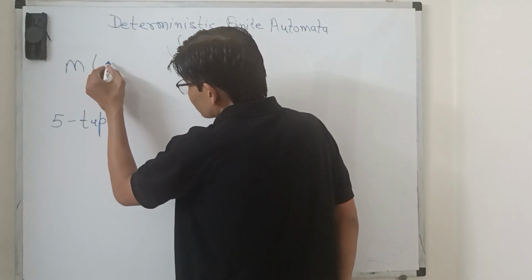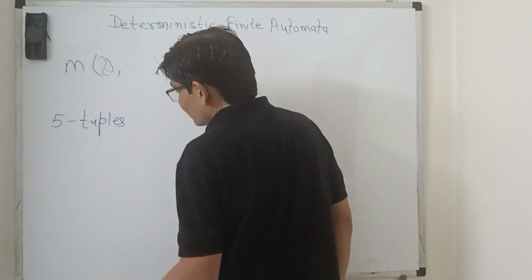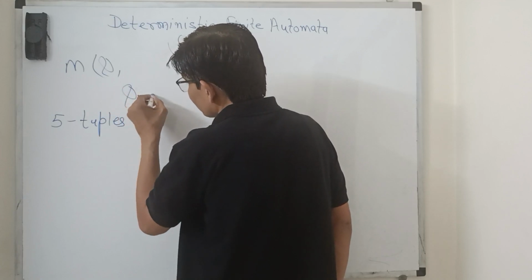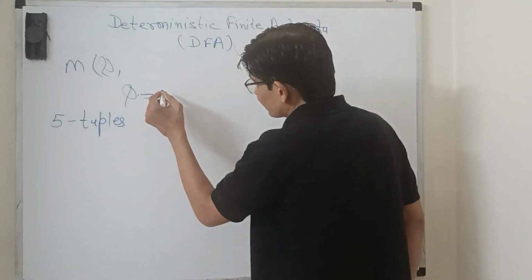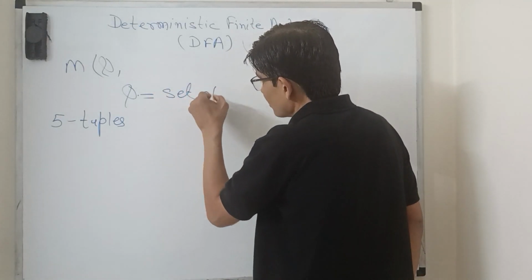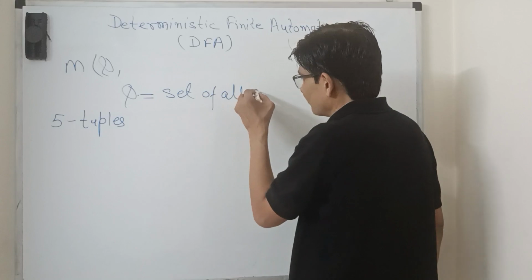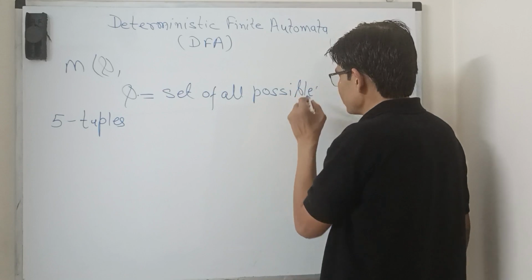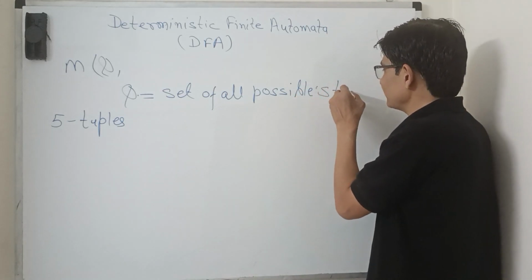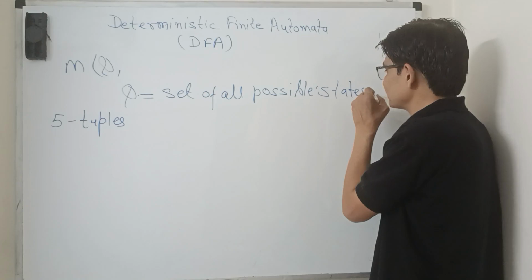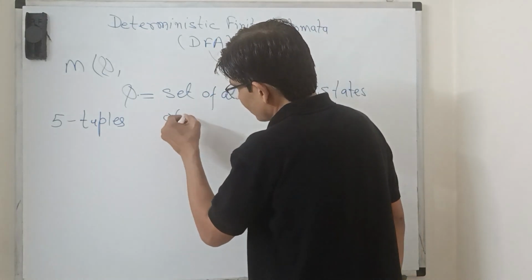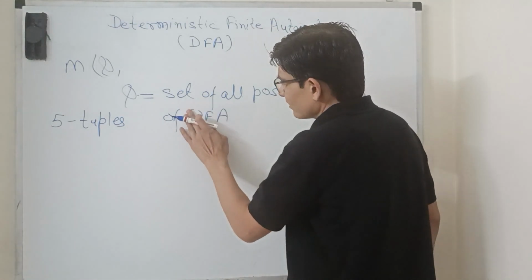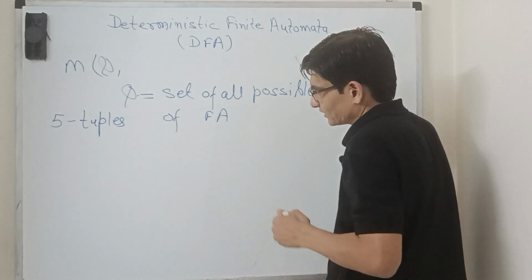Now, what are these tuples? First is capital Q. Capital Q is basically the set of all possible states of the machine, or you can say of the FA, right?